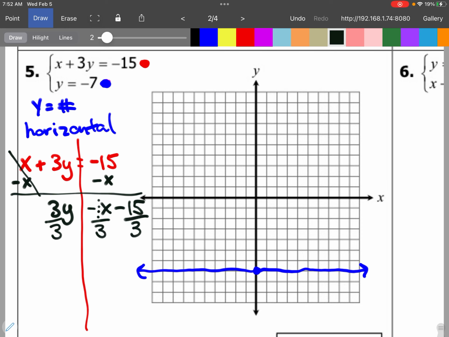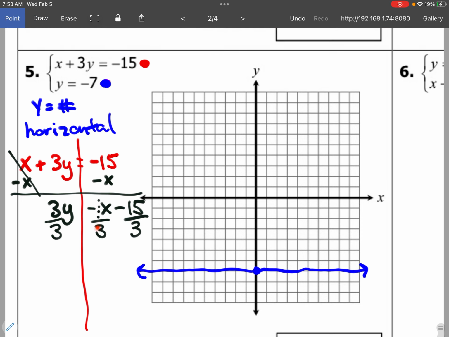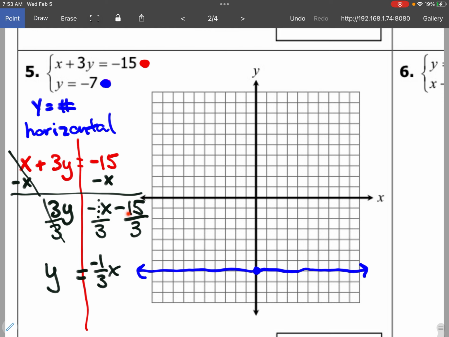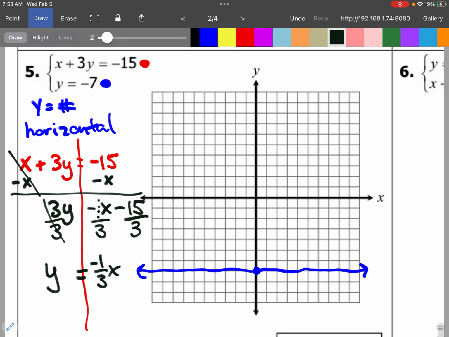And now here's how it works out. Remember, for the slope, we do want a fraction right here. Let's keep this fraction. The goal is to get y by itself. So -1/3 does not simplify to anything. That's just -1/3, aka down 1 to the right 3. And over here in the calculator, -15 divided by 3 is -5.